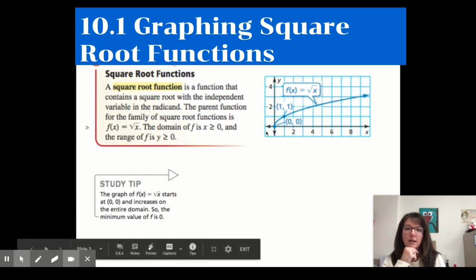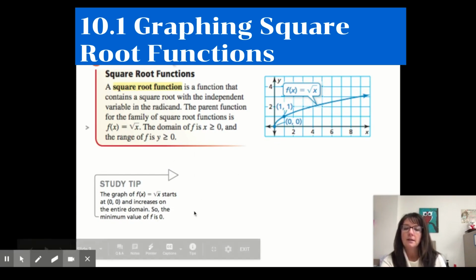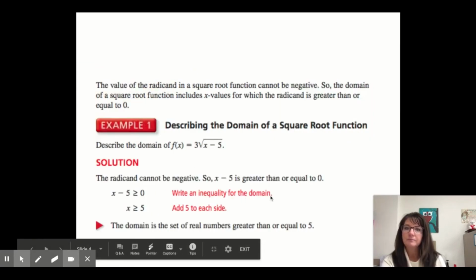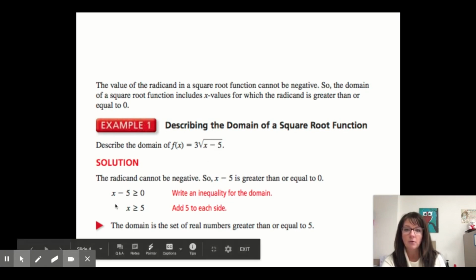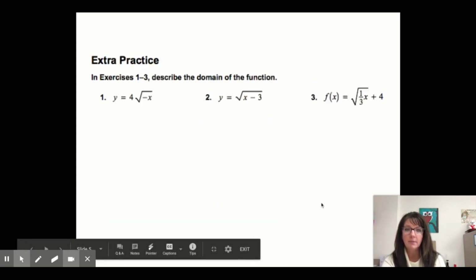Because we start at 0, 0 right here, and it increases on the entire domain, the minimum value of f is 0. That's one of the ways that we can see the range. All right, so the value of the radicand in the square root function cannot be negative. The domain of a square root function includes x values for which the radicand is greater than or equal to 0. So we're going to have to solve for this x minus 5 being greater than or equal to 0, and solve for x to determine what the domain of our function is going to be.